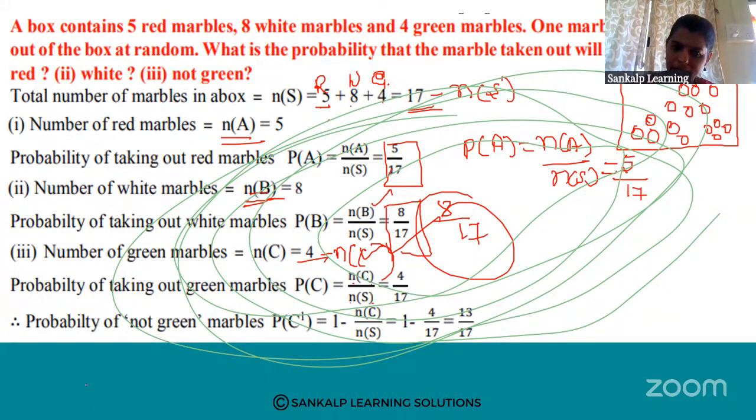So the probability of not green marbles, that is P(C'). I will call P(C) the probability of getting a green marble. C' is the probability of getting not green marbles. This can be defined as 1 minus P(C), where P(C) is the green marble probability.